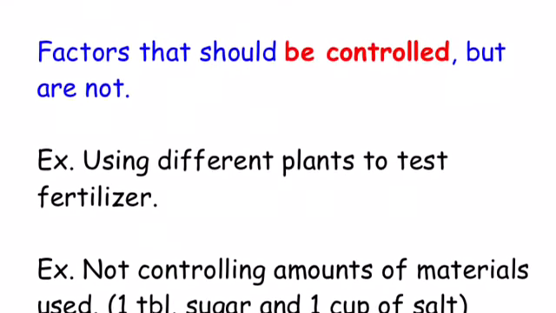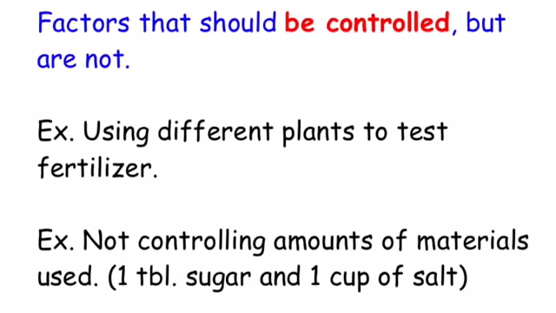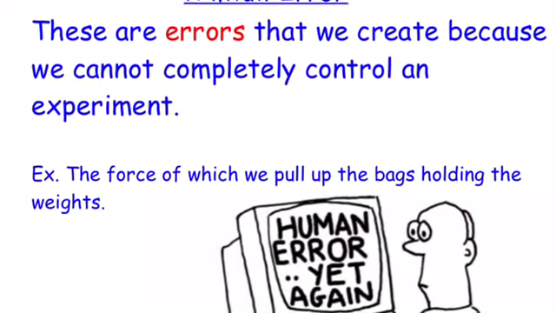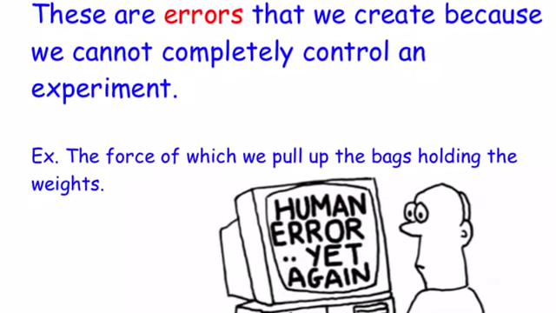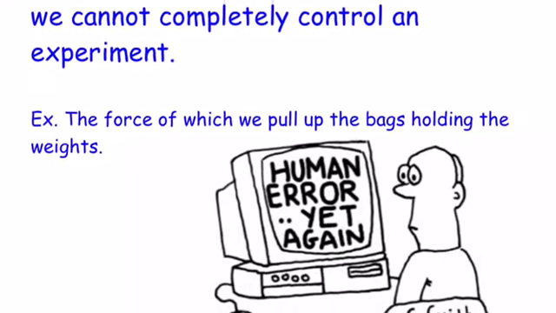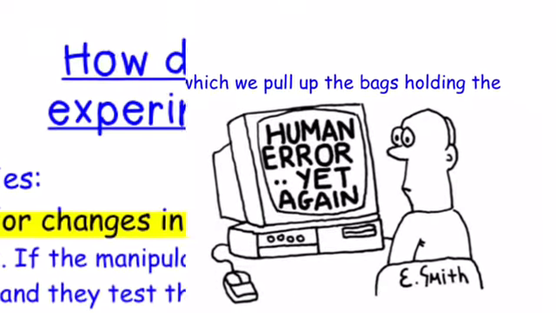We don't know, is it the fertilizer that's changing it, or is it a different type of plants that's changing it? Human errors are errors that we create because we cannot completely control an experiment. Like if we are trying to keep the force that we pull bags up at the same weight, we don't know how exact our measurement is for that force.